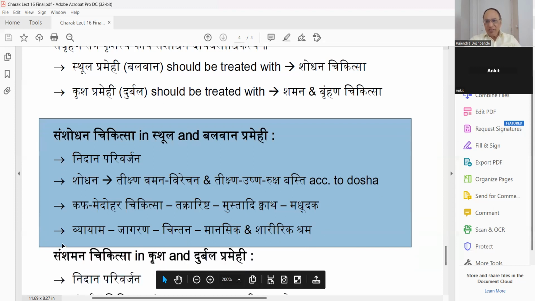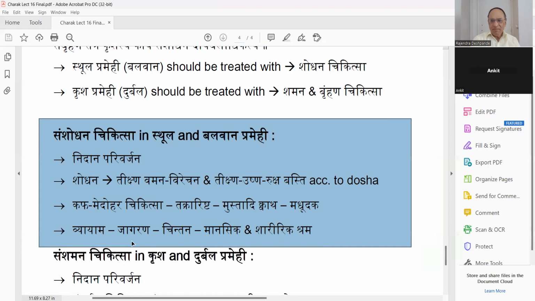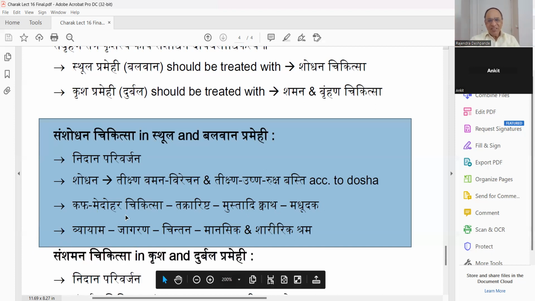Then the person should increase exercises step by step. Jagarana means you should not sleep in the daytime; keep yourself awake. Read something, hear the audios of Dr. Deshpande and keep yourself engaged, you will not sleep. Okay? Chintana, Manasik and Sharik Shrama are there.